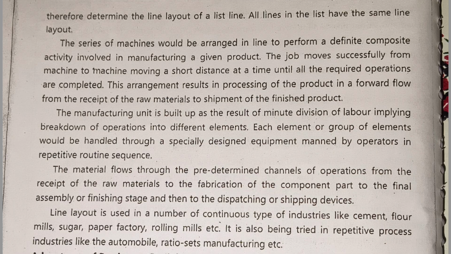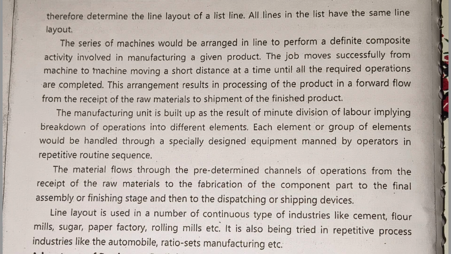The series of machines would be arranged in a line to perform a definite composite activity involved in manufacturing a given product. The job moves successively from machine to machine, a short distance at a time, until all the required operations are completed. This arrangement results in processing of the product in a forward flow from the receipt of the raw material to the shipment of the finished product.